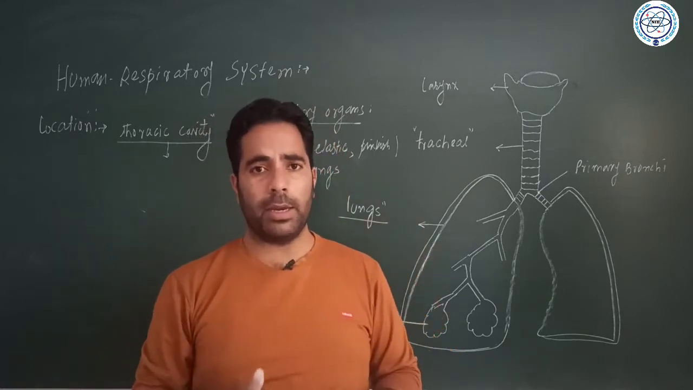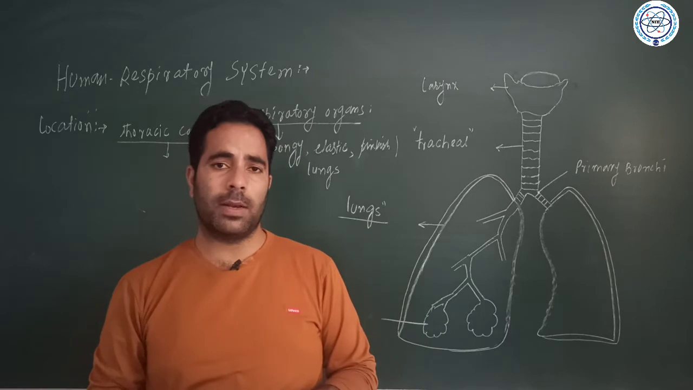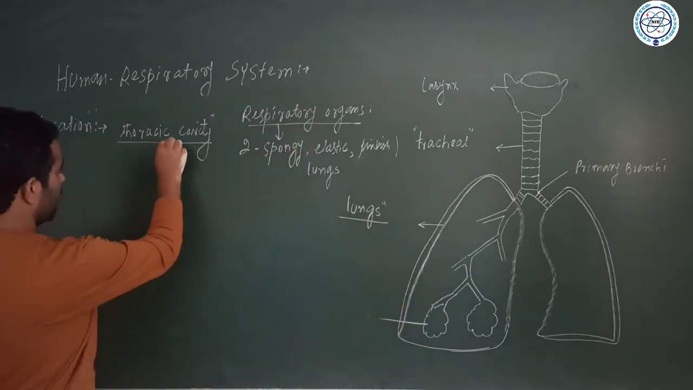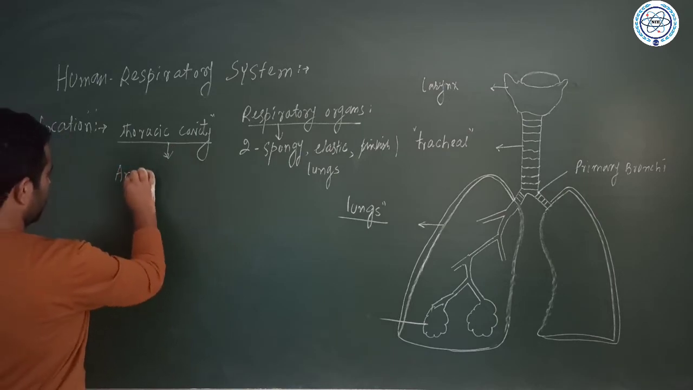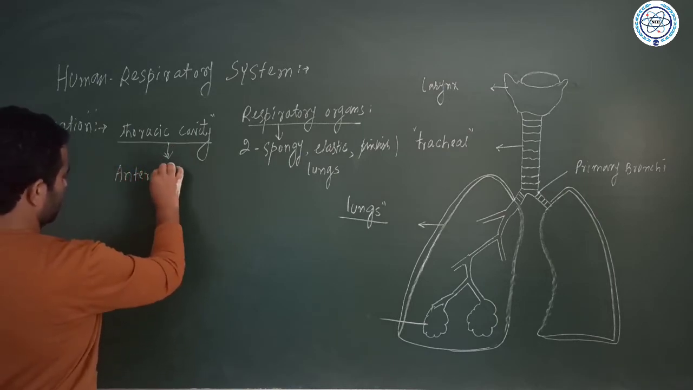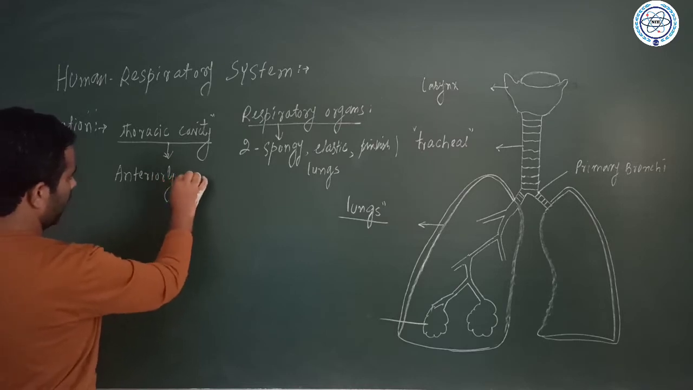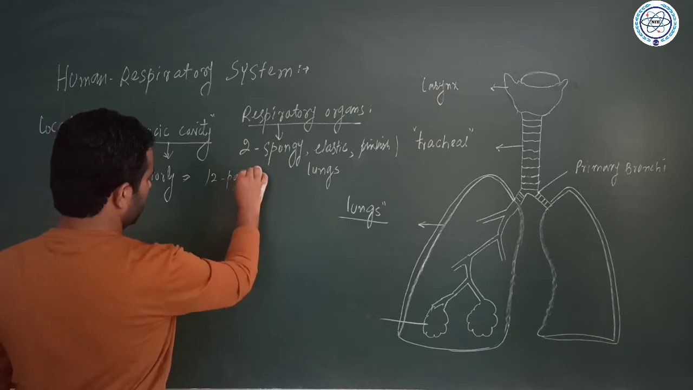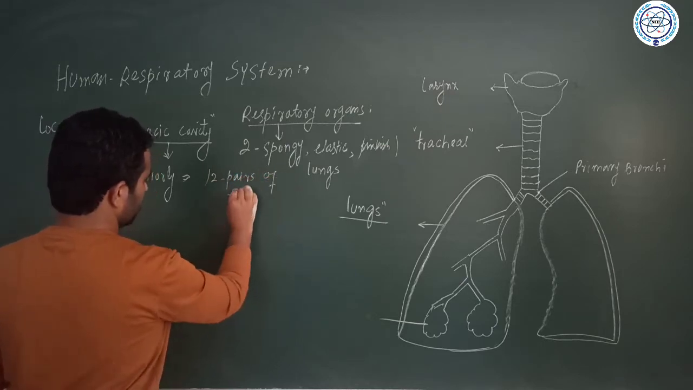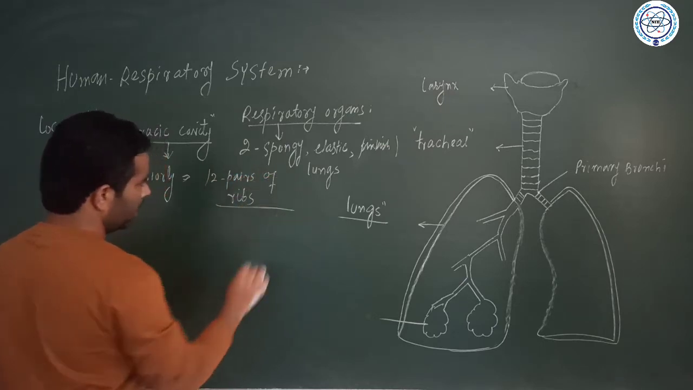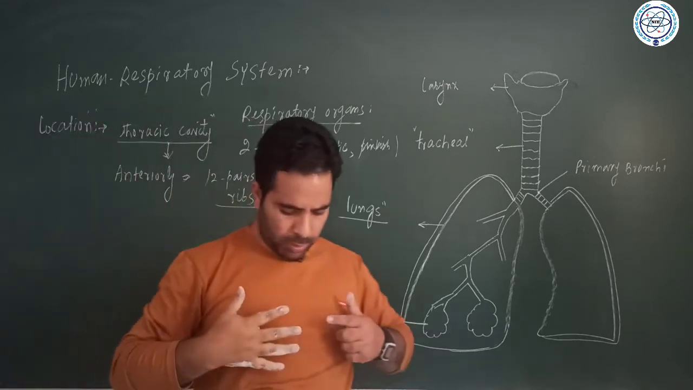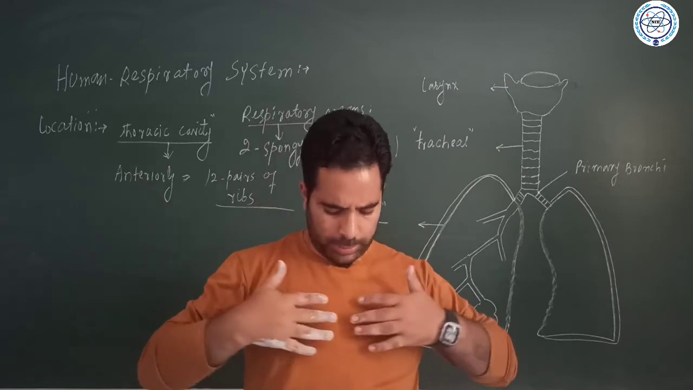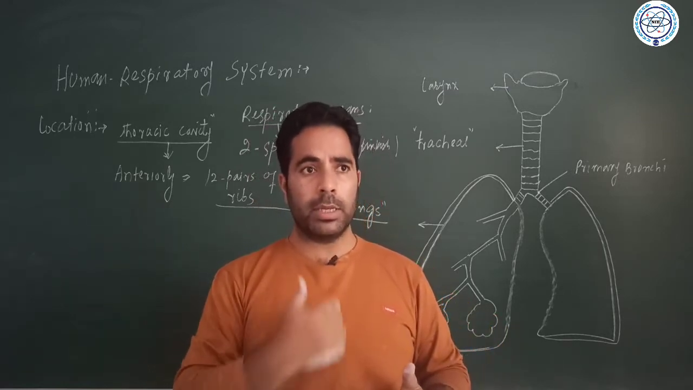It is guarded by various structures anteriorly as well as posteriorly. Now so far as this thoracic cavity is concerned, anteriorly this thoracic cavity is guarded by 12 pairs of ribs. Yes, the thoracic cage is formed by the 12 pairs of ribs. There are 12 pairs of ribs on the anterior side, and all the 12 pairs of ribs are connected with a median bone in the chest.